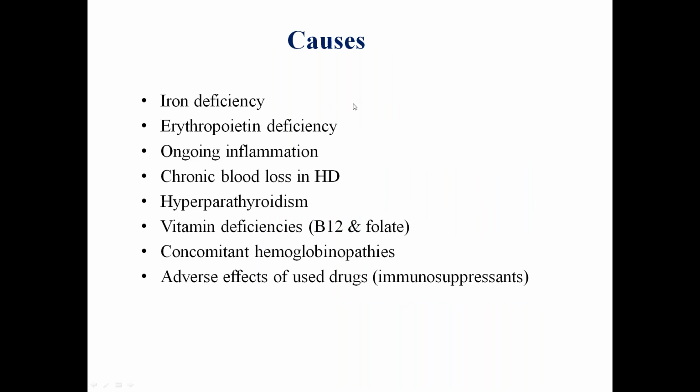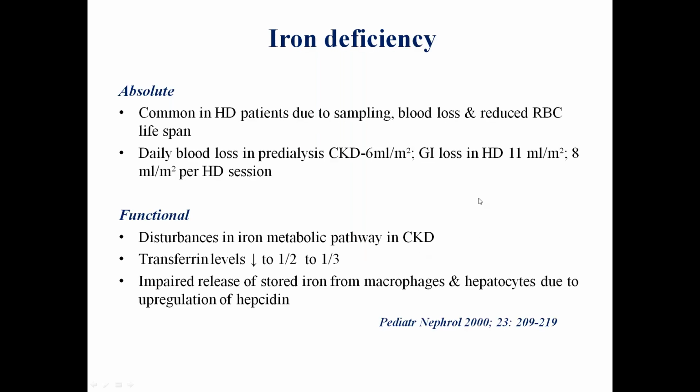Now, the causes of anemia in children with chronic kidney disease are essentially iron deficiency and erythropoetin deficiency. Chronic kidney disease is also considered as a process of ongoing inflammation, and so anemia of chronic inflammation can also cause anemia in these patients. And there occurs chronic blood loss in these patients during hemodialysis. And presence of concomitant vitamin deficiencies like B12 and folate, primarily because of dietary deficiencies, because of anorexia and all, can also result in anemia.